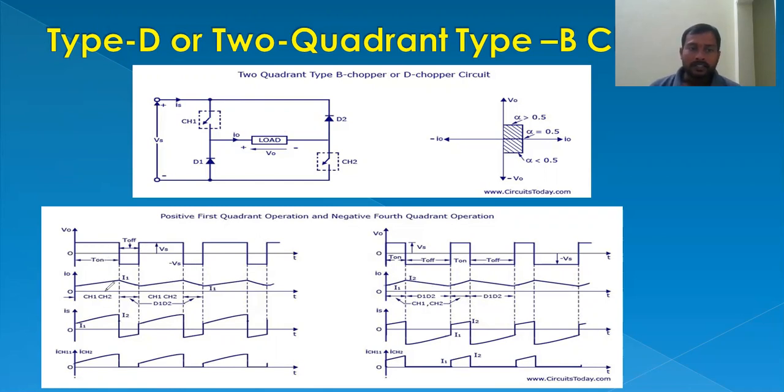When thyristors CH1 and CH2, nothing but chopper 1 and chopper 2, are turned on, what will be the operation? Look at this one. When chopper 1 is turned on, supply passes through this one and through the load, and through chopper 2 back to the supply.